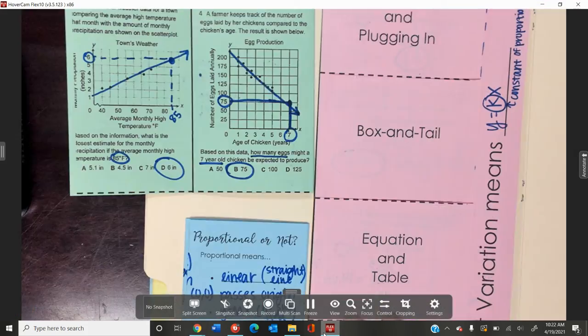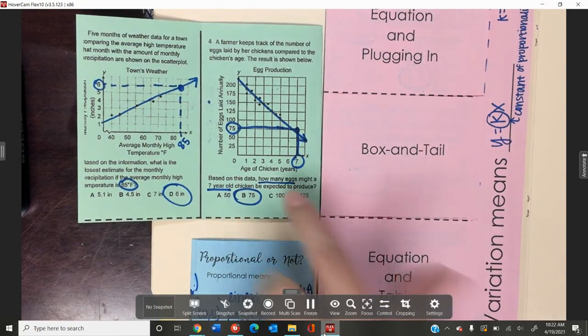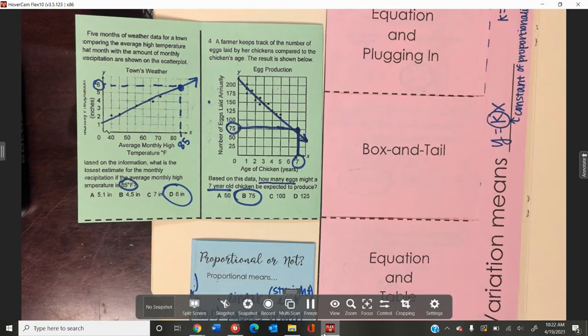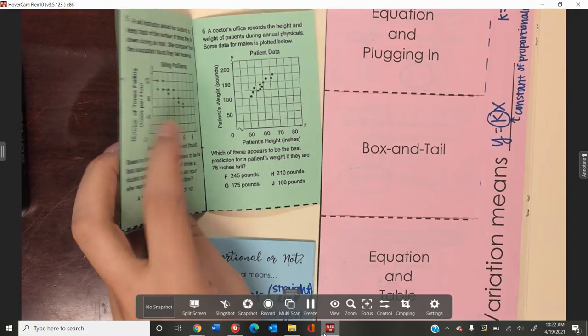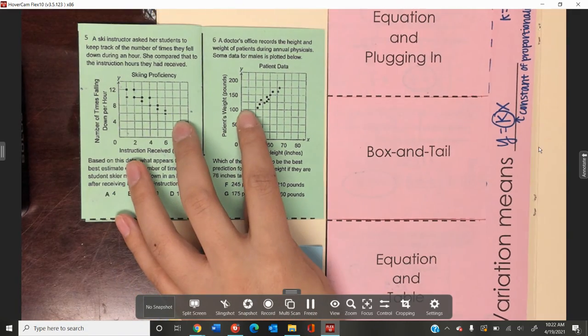So now taking a look at your foldable, this is everything you should have written down for number 4. And lastly, we're going to look at numbers 5 and 6.